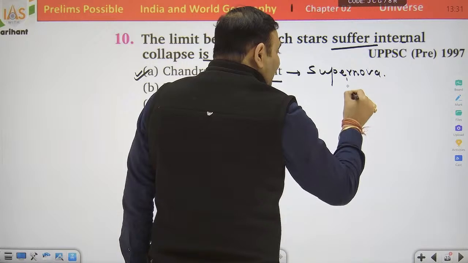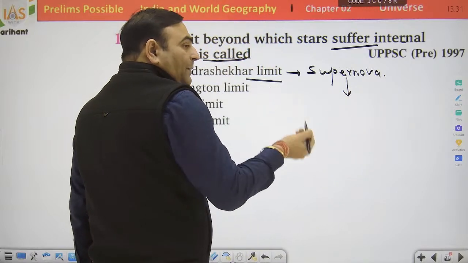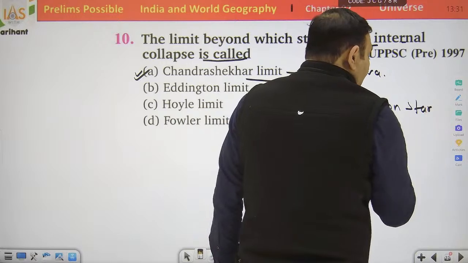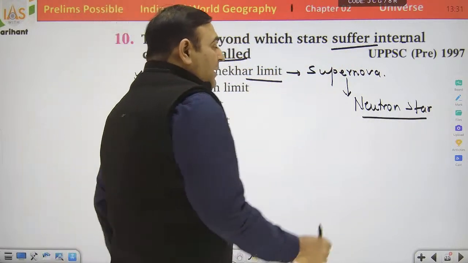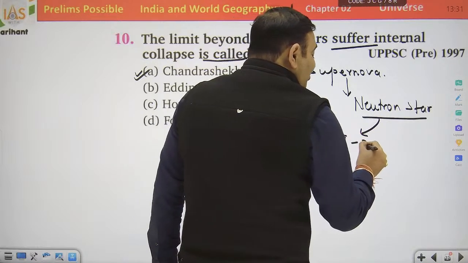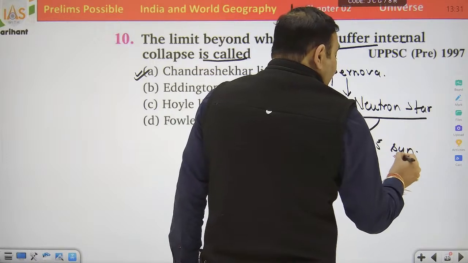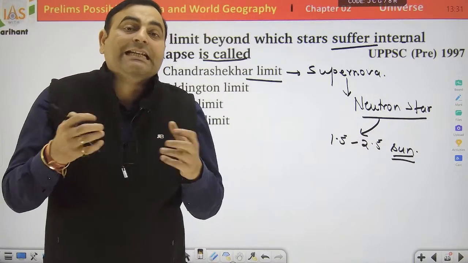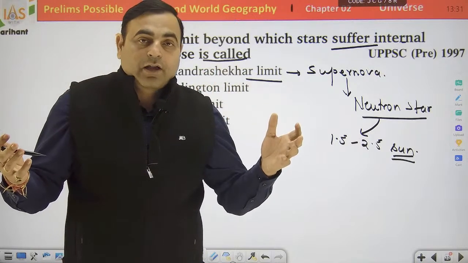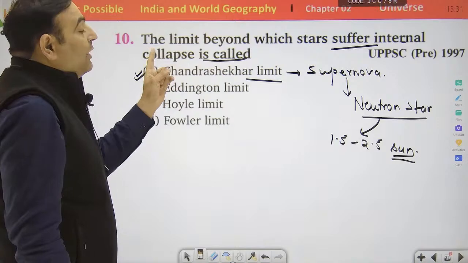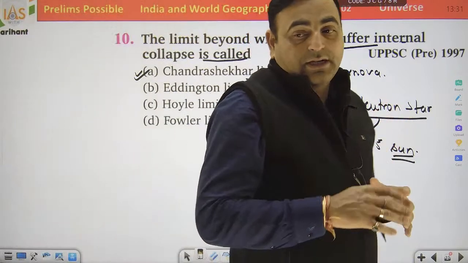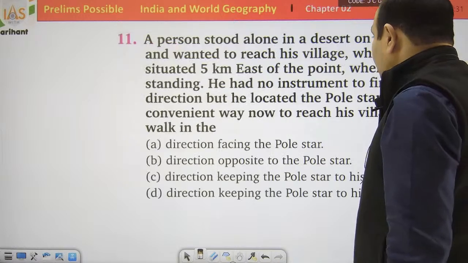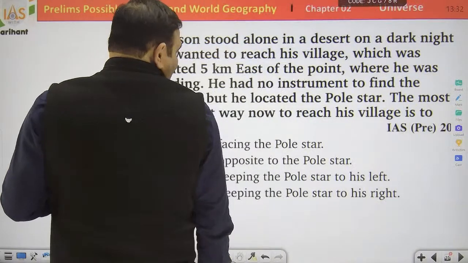Supernova means what? It is also a condition of a neutron star. What is a neutron star? A neutron star means approximately 1.5 to 2.5 times the mass of the sun. Hence, the density increases. The mass increases with respect to the density. It is a condition of explosion. The star will suffer internal collapse. The limit is the Chandrasekhar limit. Clear? Very common question.